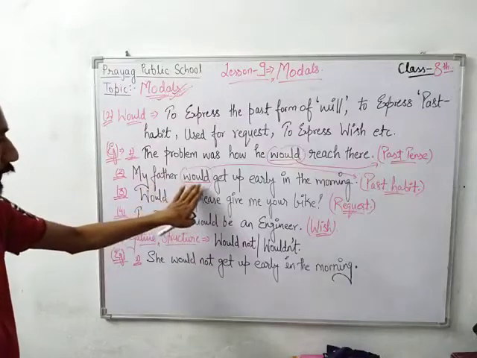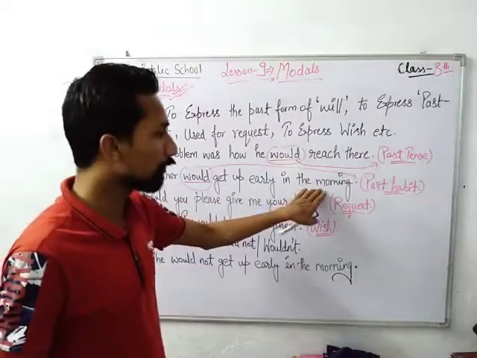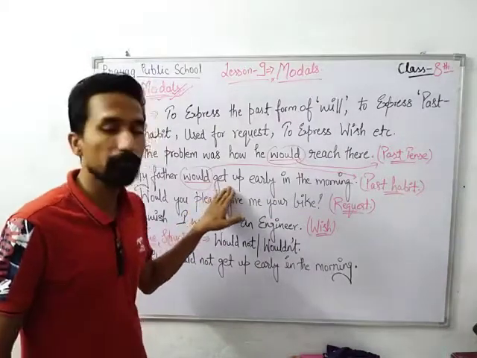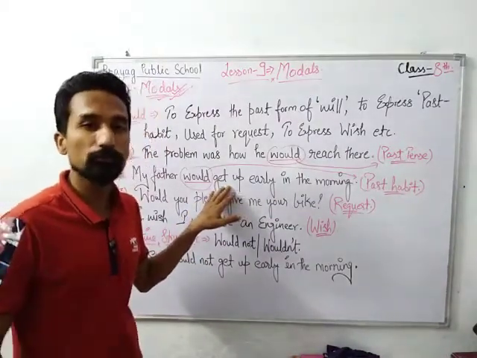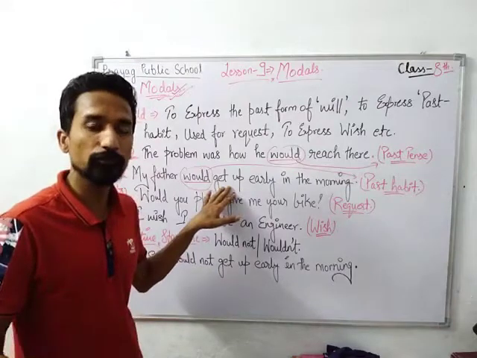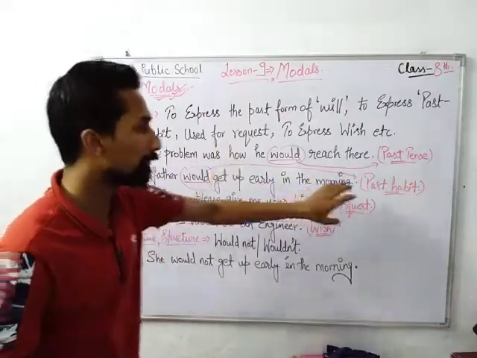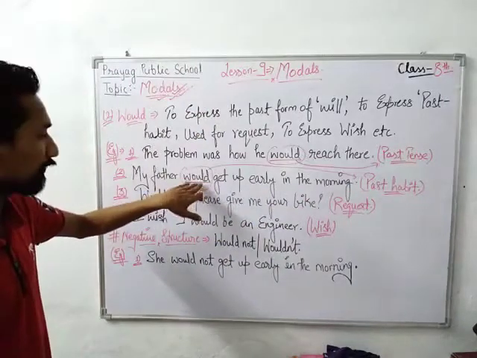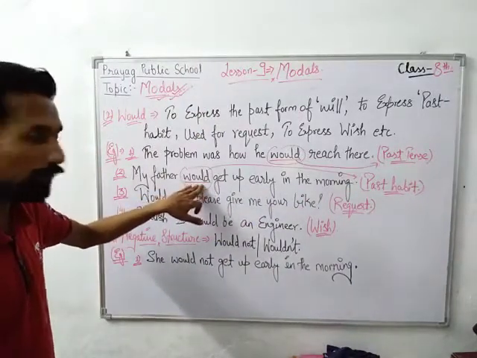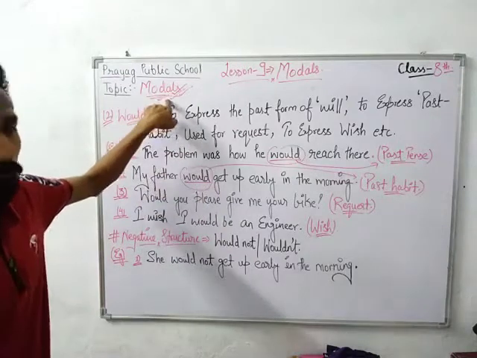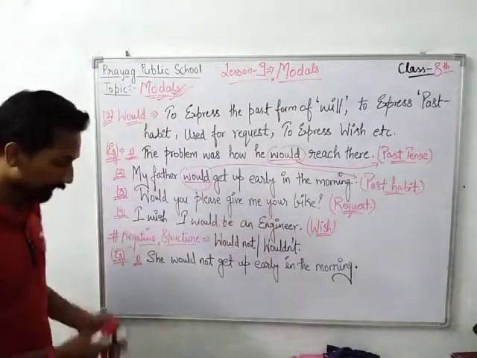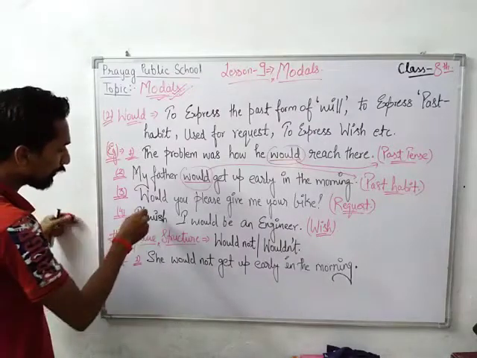So my father would get up early in the morning. इसका मतलब अगर आप हिंदी में कन्वर्ट करोगे तो क्या होगा कि मेरे पापा बहुत सुबह सुबह उठा करते थे या हमेशा सुबह उठा करते थे. So that means it is talking about the past habit. And which word is expressing? It is getting expressed by the word which is acting as a modal, right? Would you please give me your bike, right? So would यहाँ पे लगा हुआ है.